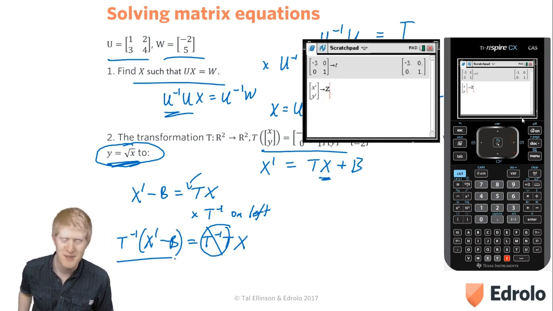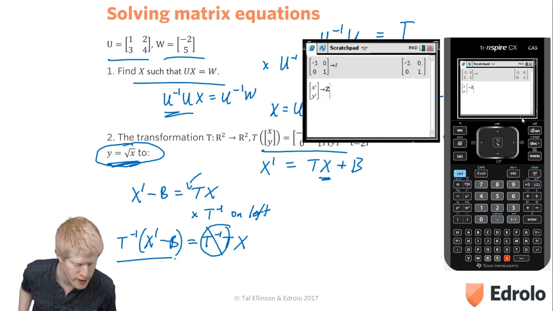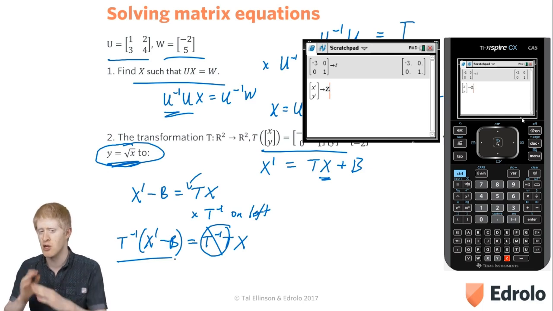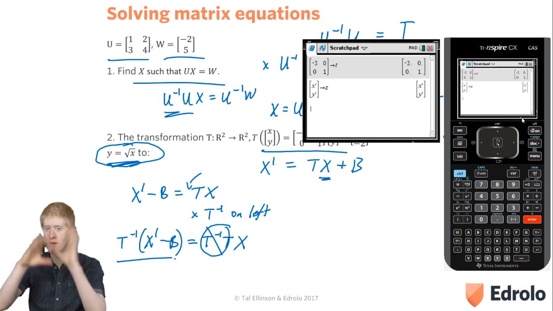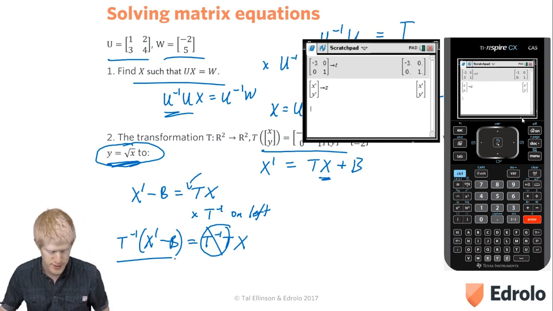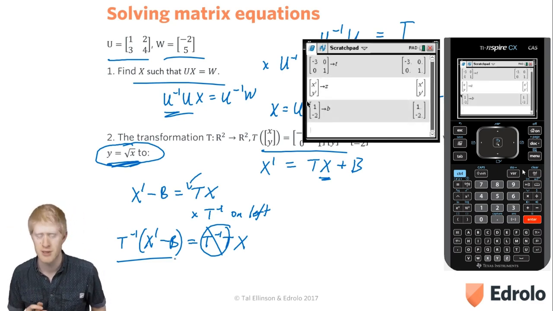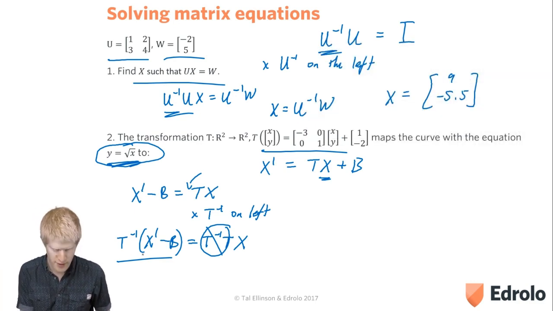I've just typed x dash and y dash, and I'm storing it to the matrix z because there's no x dash matrix. But if I press enter, you can see that z is now the name for the x dash y dash matrix. Now that we've stored all the matrices, we can just type in our equation and find what the answer is. We want the inverse of t times x dash, which I called z, minus b.